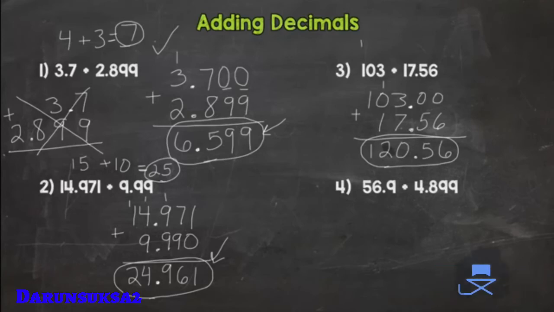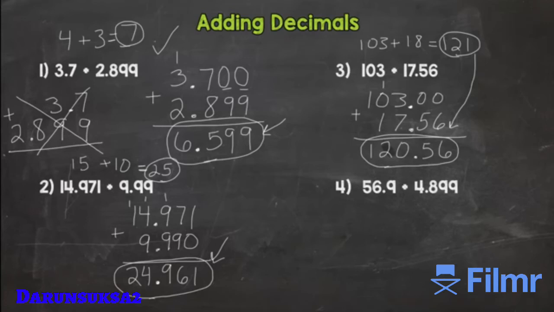A little estimation up here. This is already a whole number, so I'll keep it at 103, and then I'll round this to 18, and we get 121 is our estimation, and we are very close to that, so we have a reasonable answer.